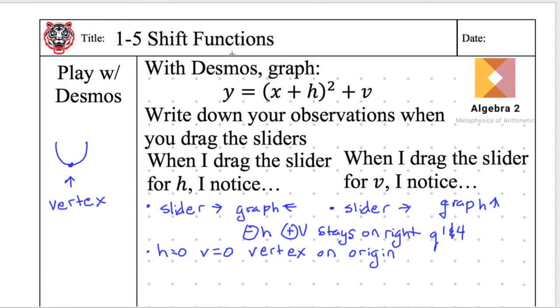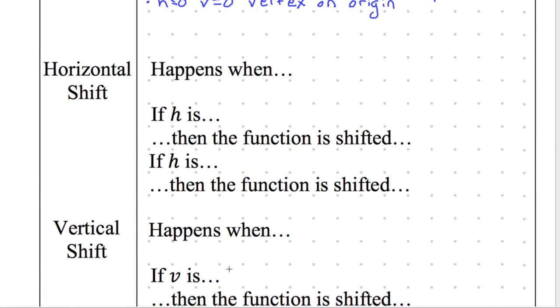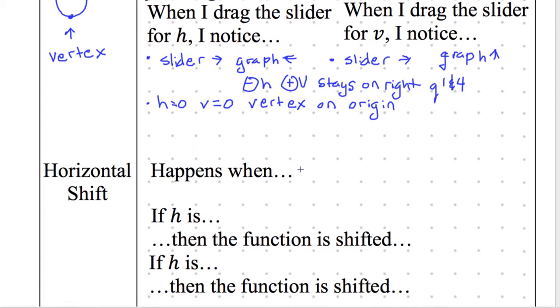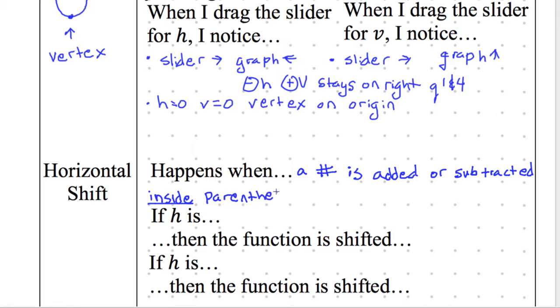Horizontal shift. Today is all about shifting functions. I said it in my awesome intro. So horizontal shift happens when a number, and these are notes, so I'm not going to write out the full word number. I'm just going to do hashtag or octothorpe if you want to be technical. When a number is added or subtracted, and here's the key part, inside the parentheses. Inside the parentheses.